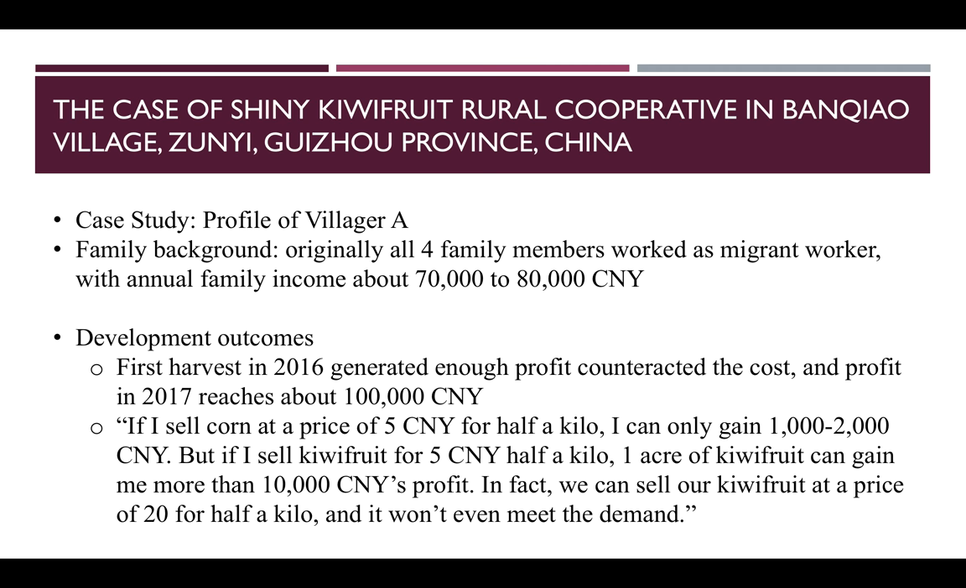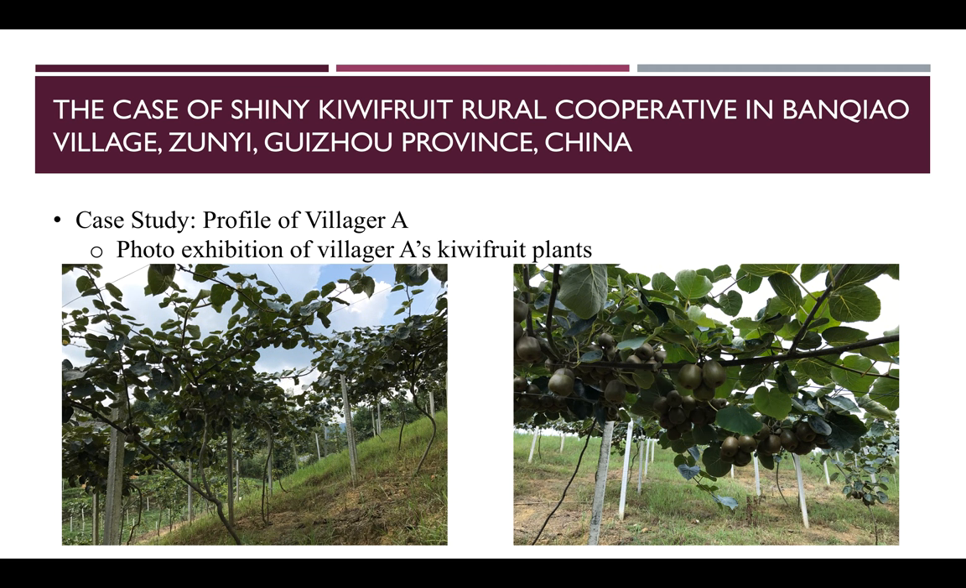In 2016, the first harvest generated enough profit to counteract the cost, and this year, the profit reaches about 100,000 Chinese yuan. Here is a quote from Villager A that compares growing kiwi fruit with his previous economic activity of only growing corn, which could not generate much economic profit for him. Here are two photos of the actual plant that I saw in Villager A's field.